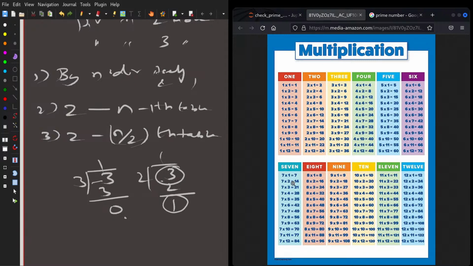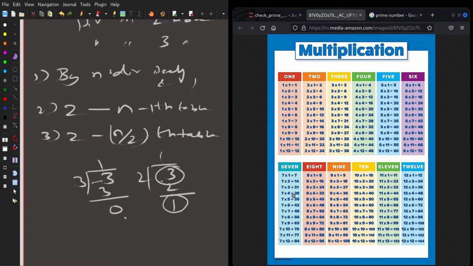Okay, let's take 7 table. The elements in 7 table: 7, it's a prime number. Okay. 14, it is divisible by 2 table also. 21 is divisible by 3 table also. 70 is divisible by 5 table also. Got it? In case of 16, it is divisible by 2, and it is also divisible by 4. 24 is divisible by 3. 32 is in 4 table also.